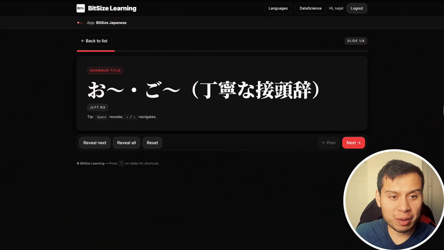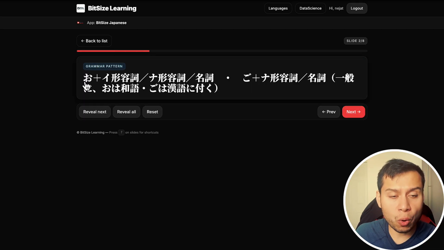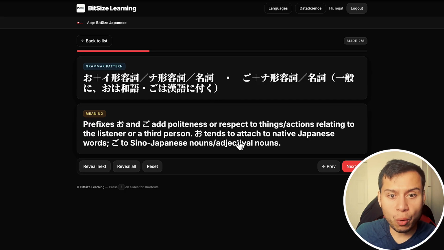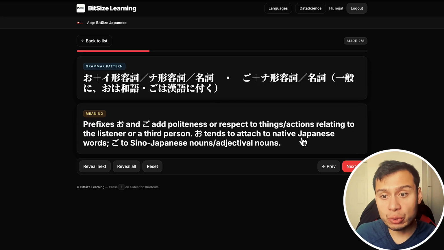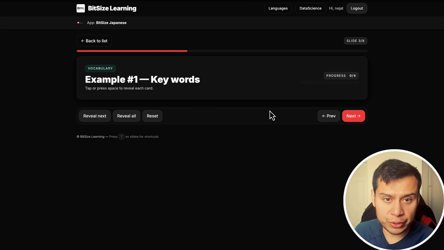In today's BitSize Japanese, we're going to talk about the JLPT N3 grammar point, o and go, which are the honorific forms. Usually the o, we use it with adjectives, non-adjectives, or nouns, and go plus non-adjectives or a noun. The o, we usually attach it to native Japanese words, while the go is attached to more Chinese formal settings. Okay, so now let's take a look at our first example's keywords.